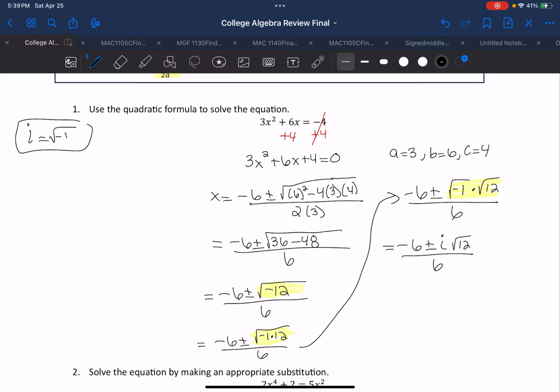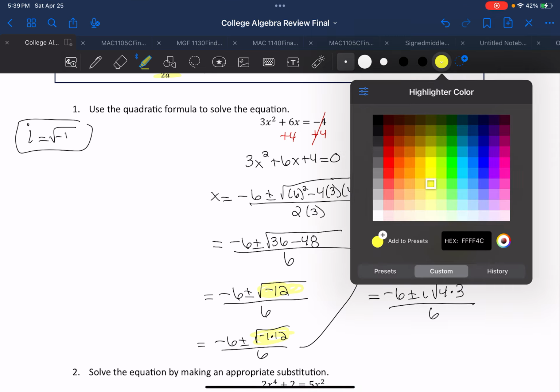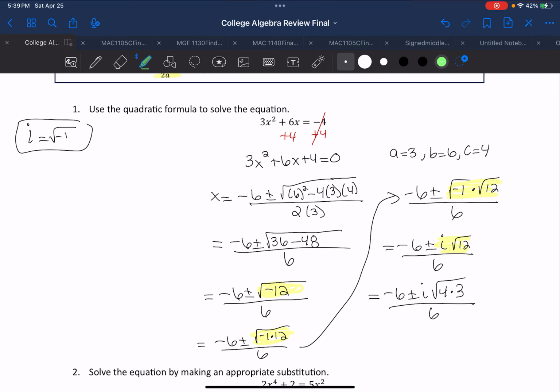And now 12 is equal to 4 times 3. So I'm breaking up 12 into a product where one is a perfect square. And I know that the square root of 4 is equal to 2. So this will become negative 6 plus or minus i times 2 times the square root of 3 all over 6.